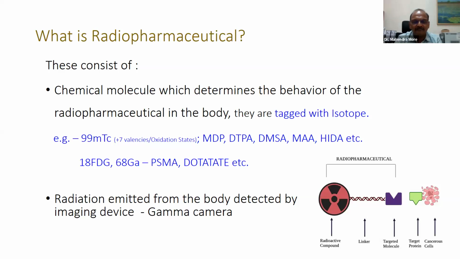Even the new technique, PET-CT, uses two different isotopes. One is 18F FDG or 68 gallium. So there is a gallium generator also available, by which you can do PSMA studies or DOTATATE studies in the PET scan. If you see the figure here, the radioactive compound is linked to the target molecule and target proteins, and it localizes to the particular organ or particular cancer cells. Once it is administered, the radiation emitted from the body is detected by the gamma camera.